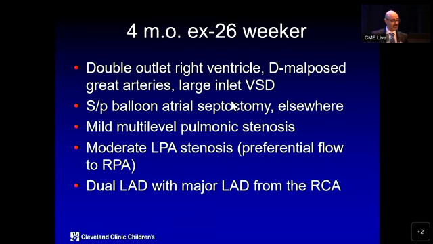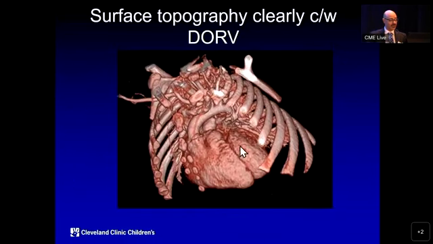They even did a balloon atrial septostomy before he got to us, and the sats of this baby were in the high 90s. So certainly not a Taussig-Bing physiology. He had multi-level pulmonic stenosis, etc. So we were considering him for surgical repair.